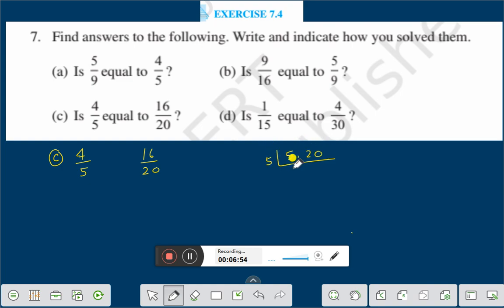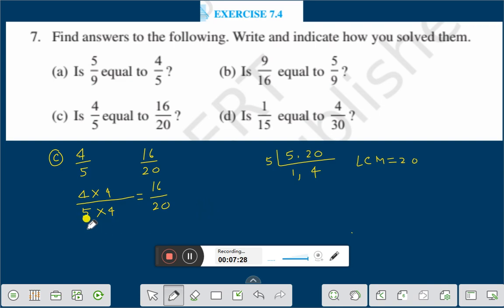5 1 is 5, 5 4 is 20. Therefore, the LCM we are finding is 20. We will make the denominator the same. That means for 4 by 5, you have to multiply 5 with 4, and you also have to multiply the numerator with 4. That is 4 4 is 16 and 4 5 is 20.